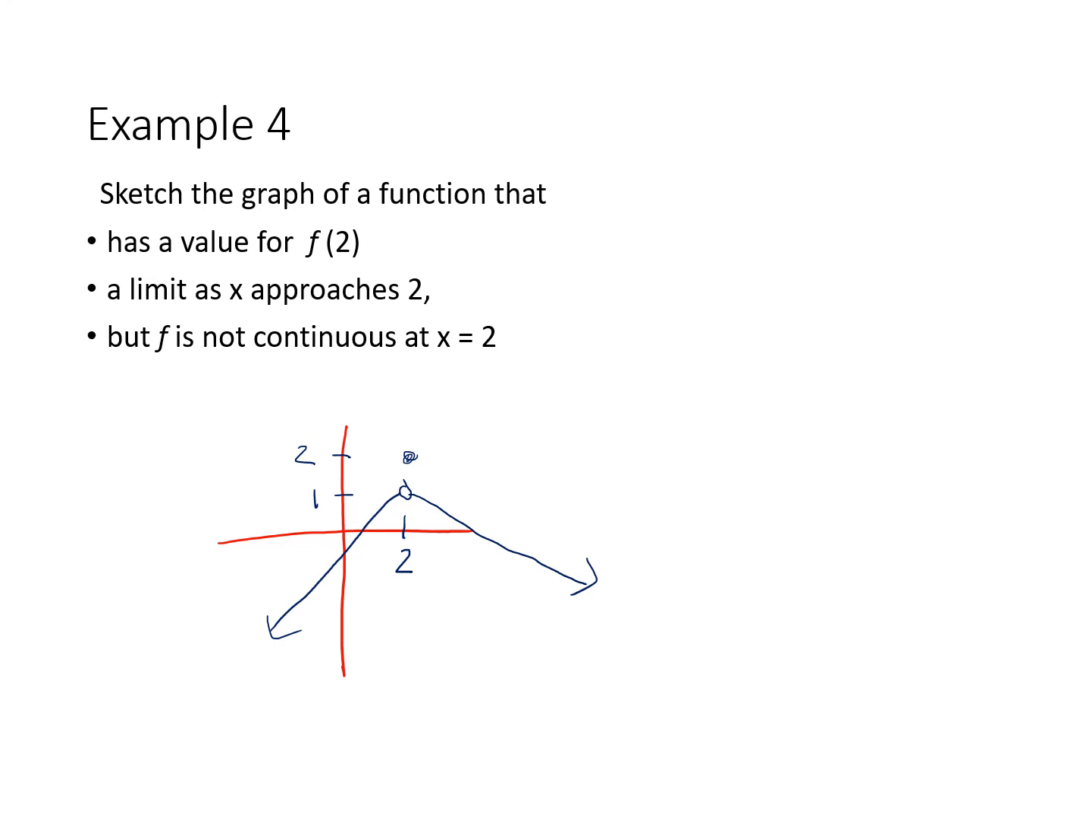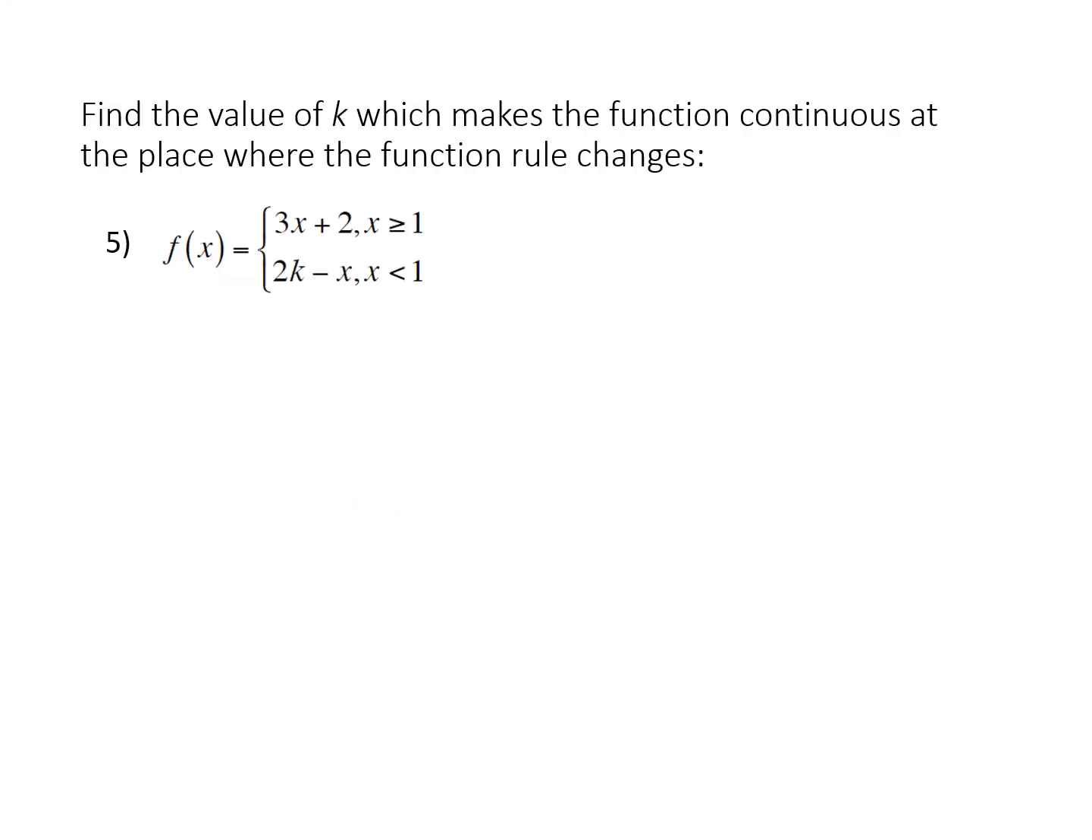All right, question number 5. Find the value of k which makes the function continuous at the place where the function rule changes. Again, the rule change is where x is greater than or equal to 1 or x is less than 1. So it's where you change branches of the piecewise function.